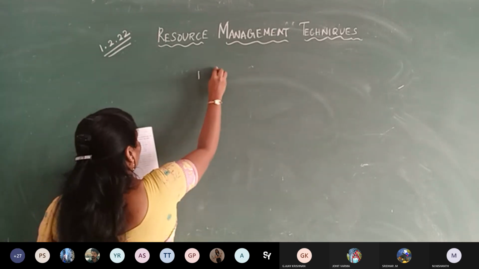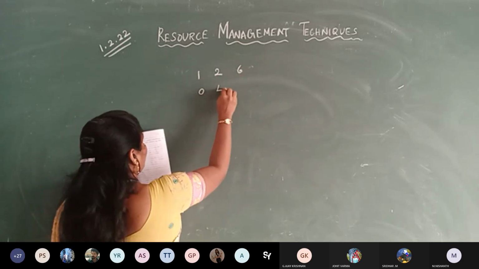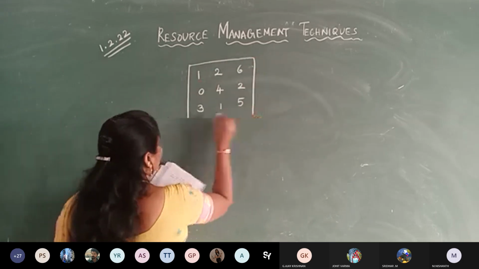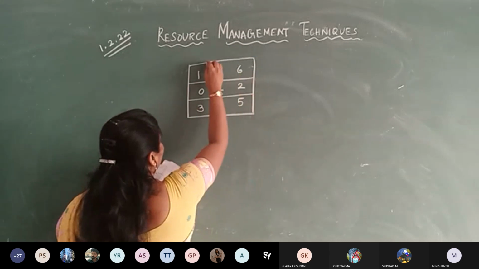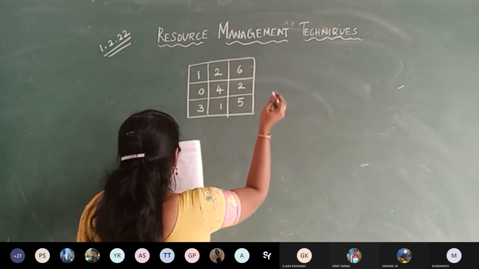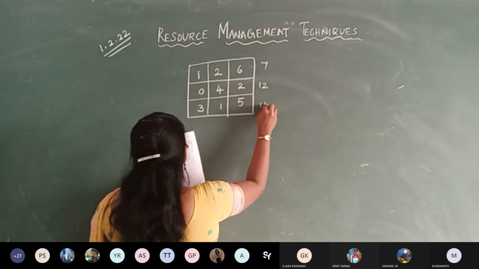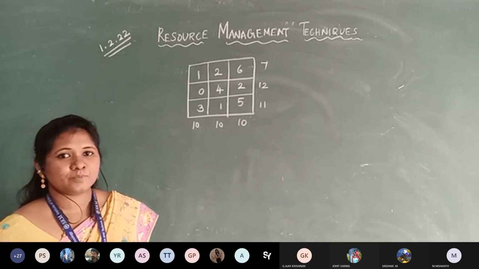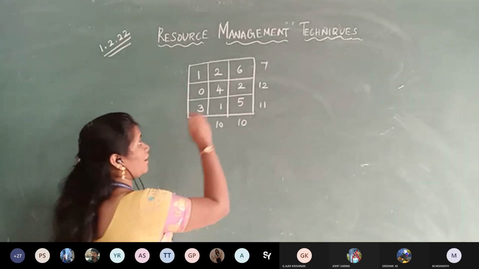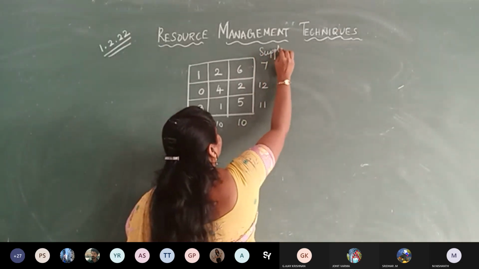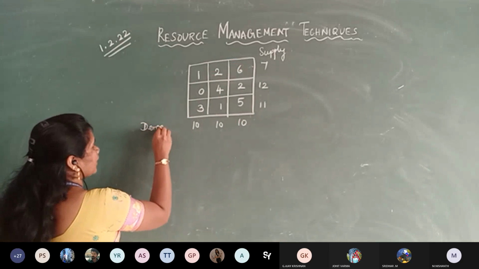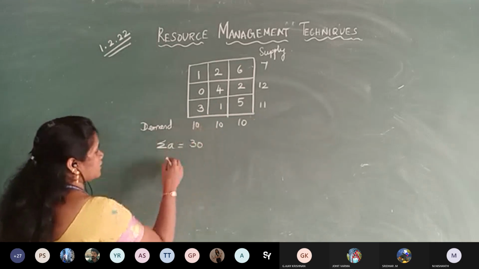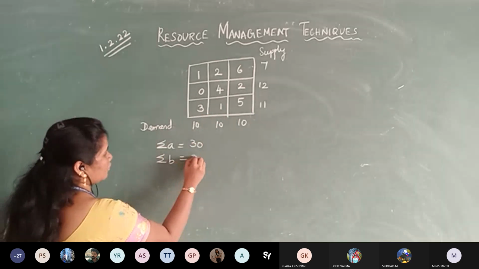So this was one of the problems: 1, 2, 6, 0, 4, 2, 3, 1, and 5. For this, you're going to find your initial basic feasible solution, with supply 7, 12, 11, and demand 10, 10, 10. For your transportation problem, the first step is to see whether your supply and demand are equal. Your supply, we take it as summation A. You add it, you get 30. Similarly, summation B is your demand, which is also 30.